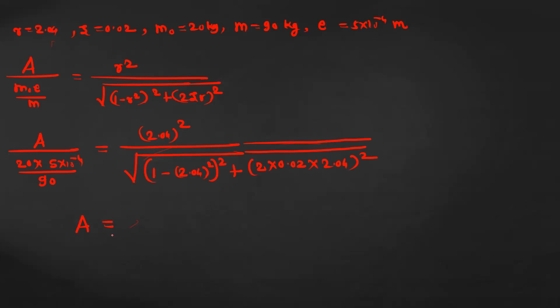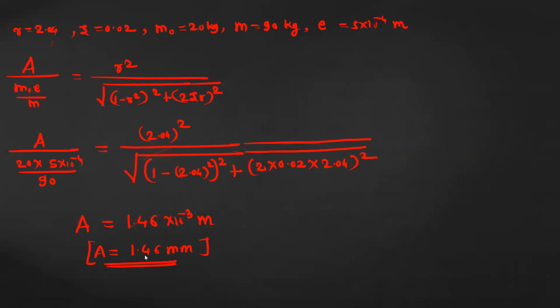So the amplitude here is 1.46 into 10 to the power minus 3 meter. You can check this answer. This is equal to 1.46 millimeter. So this is the answer for the first part, that is the dynamic amplitude.